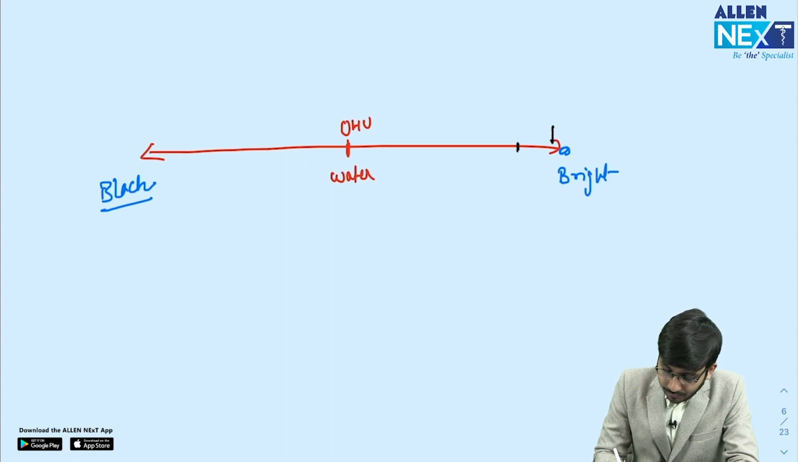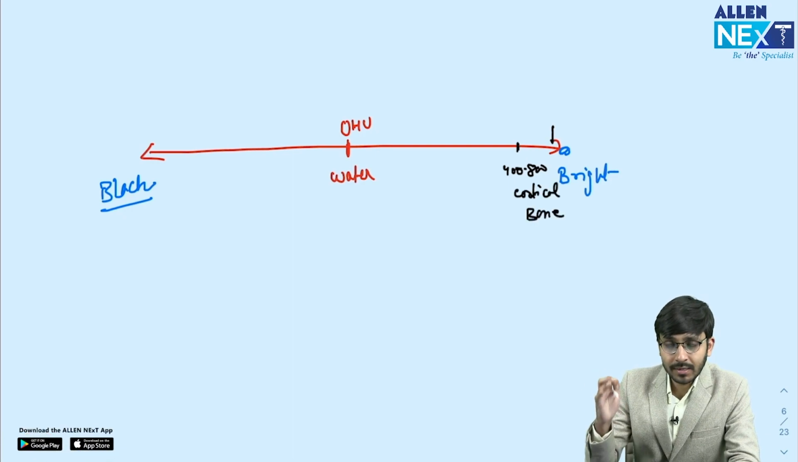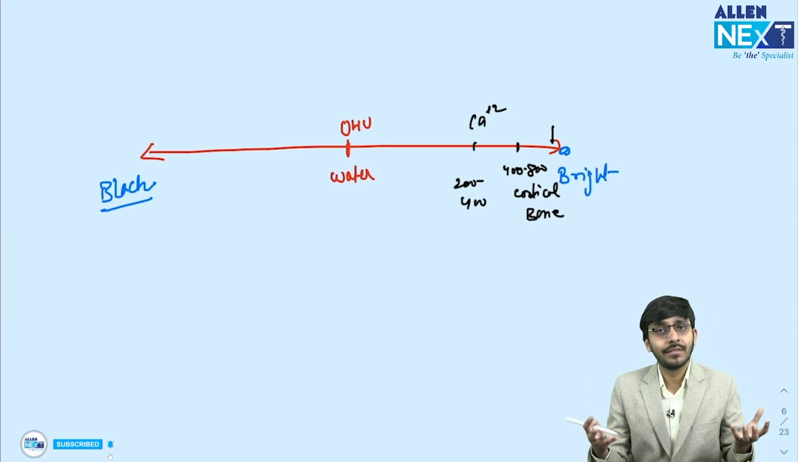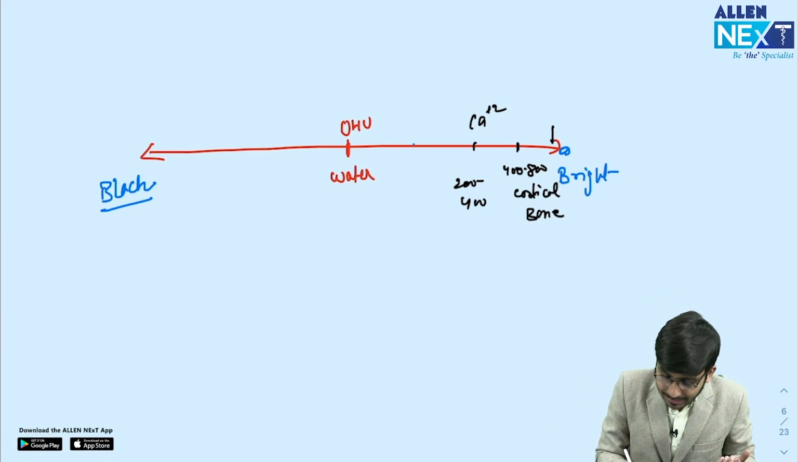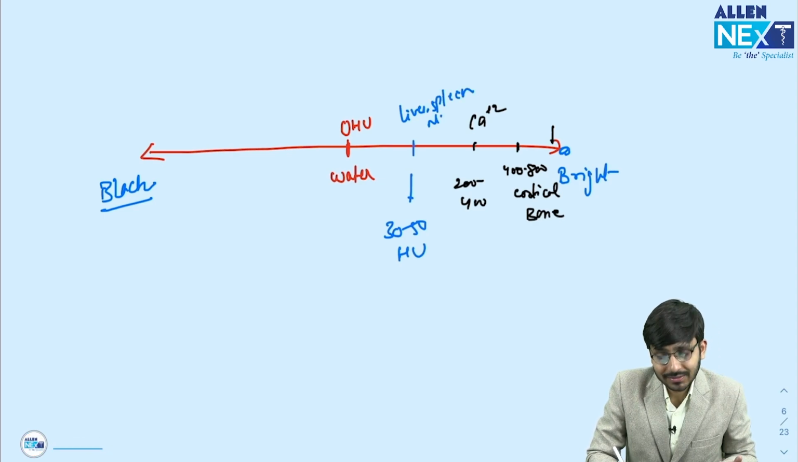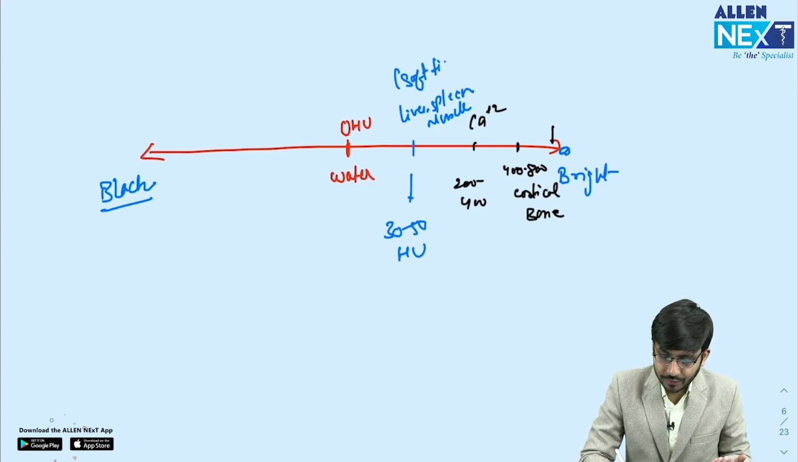Around 400 to 800 HU, we have cortical bone. Very high attenuation value, appears bright. Then around 200 to 400, we have calcifications. Now the more common soft tissues, that is liver, spleen, pancreas, have an attenuation value of 30 to 50 HU. So these include liver, spleen, muscles. We commonly club them under soft tissues.